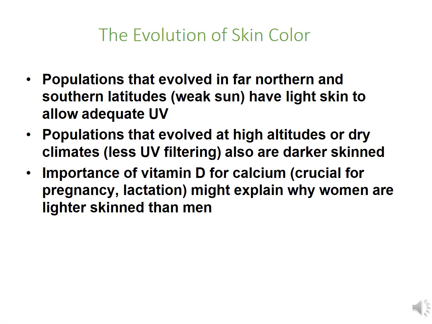The evolution of skin color. Populations that evolved in far northern and southern latitudes have light skin to allow adequate UV. Populations that evolved at high altitudes or in dry climates, with less UV filtering, are also darker skinned. Vitamin D is important for calcium, which is crucial for pregnancy. Lactation might explain why women are lighter skinned than men.